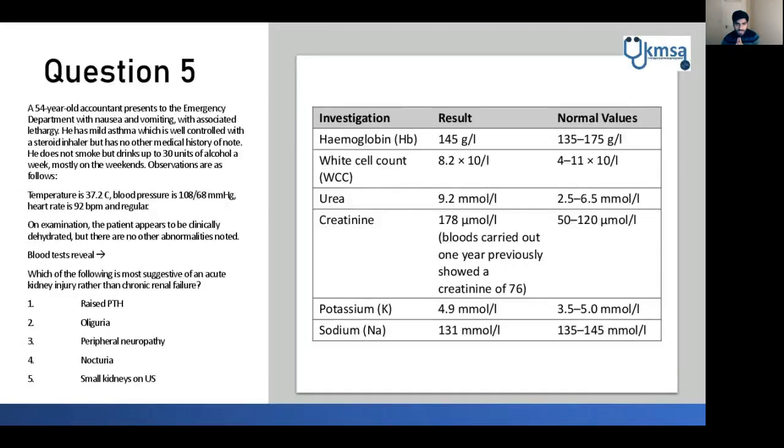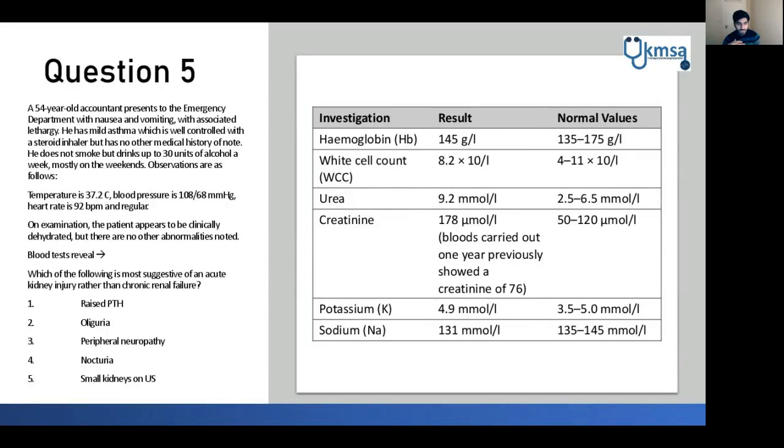If we look at his bloods, we can see that his urea is up and his creatinine is up. We know that bloods carried out a year previously was 76, so it's seeming like an AKI, but we don't know for sure, but we'll just treat it as such. Potassium seems to be okay. The question is, which one of the below would you be more likely to see in an AKI, or acute kidney injury, as opposed to a chronic?